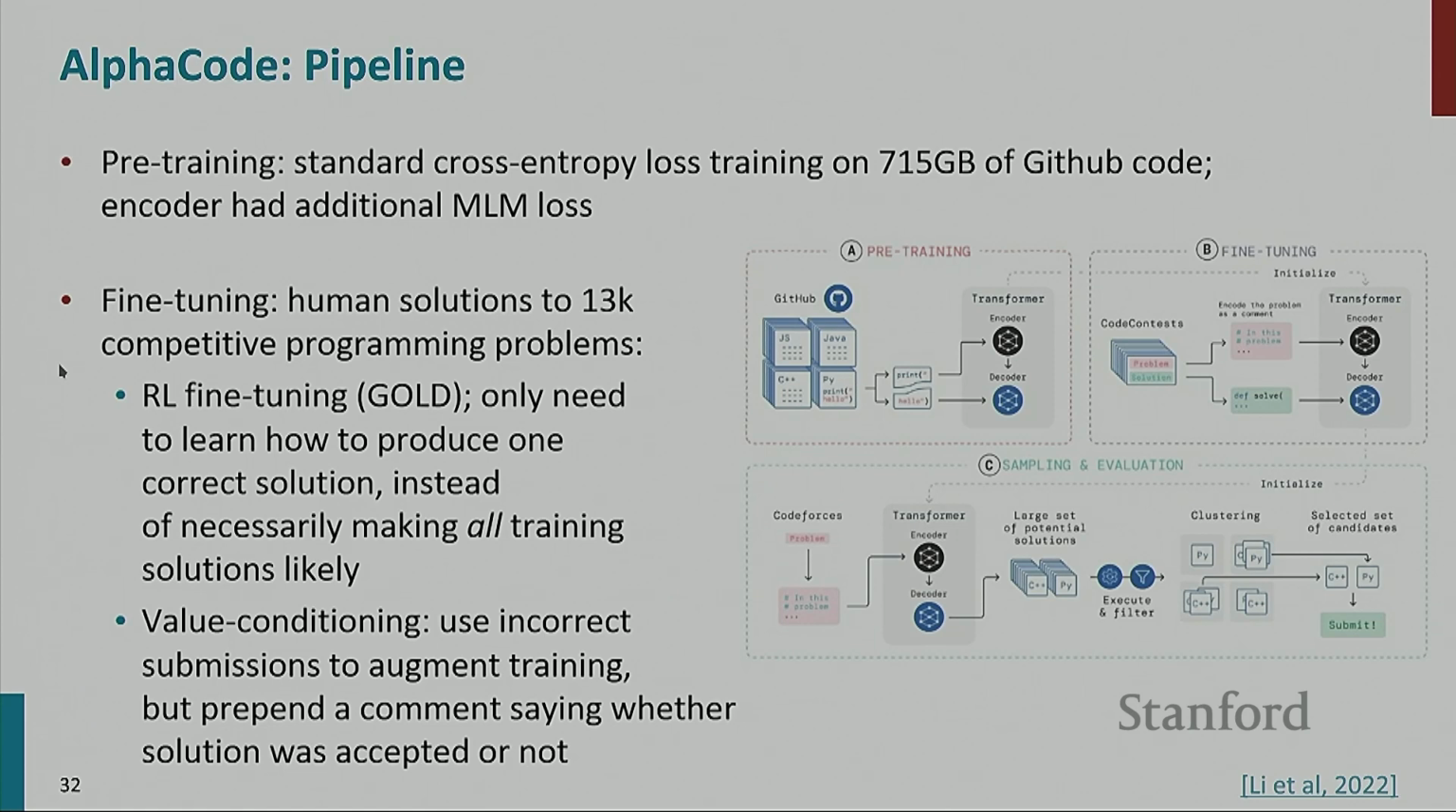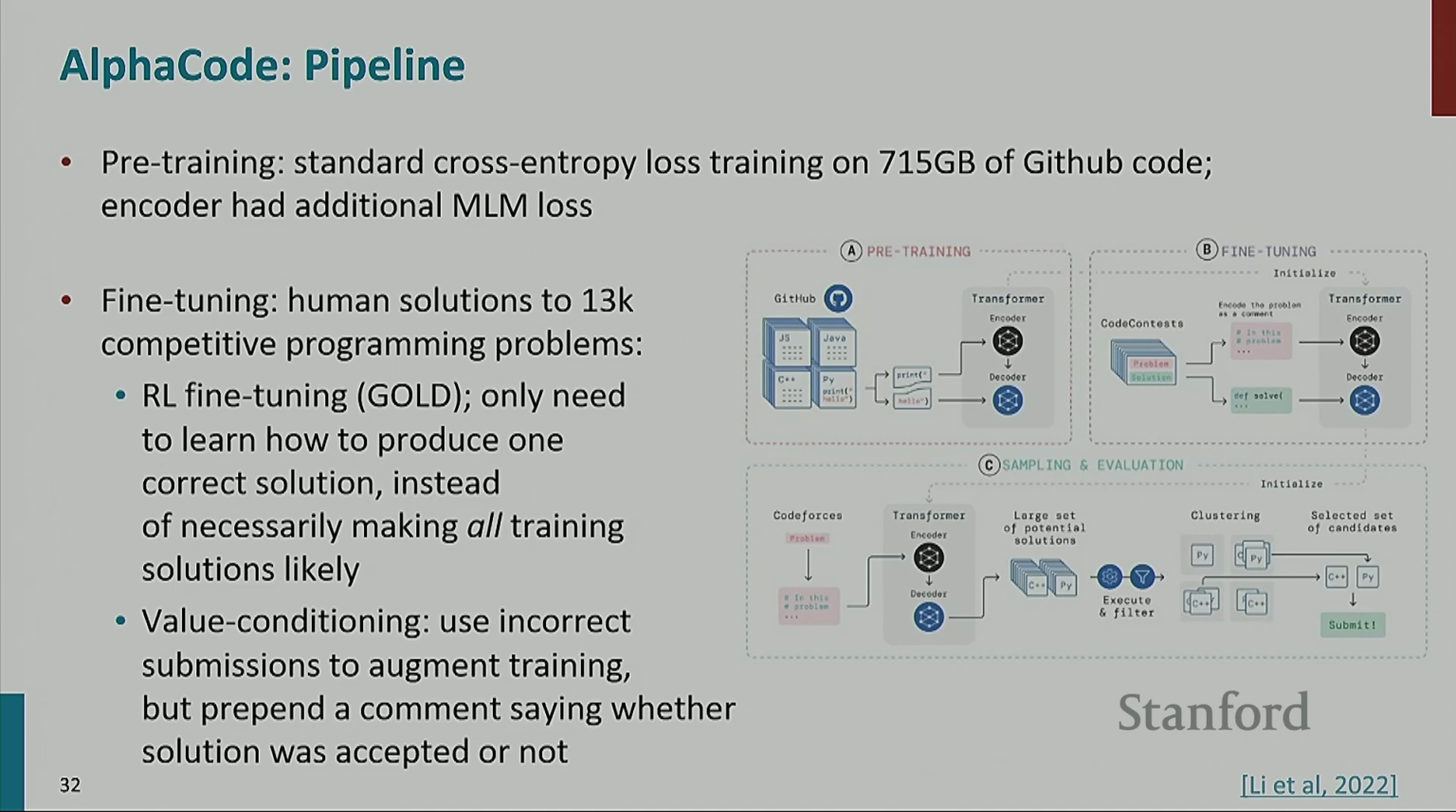And one interesting trick that they did was value conditioning. Since we don't have that many submissions to these competitive programming problems, it's a little bit bad to simply discard all of the wrong solutions, of which we have a lot more than correct solutions. So we want to train on them somehow, but we don't want to make the model generate wrong solutions. But there's still some interesting statistics to be learned there.